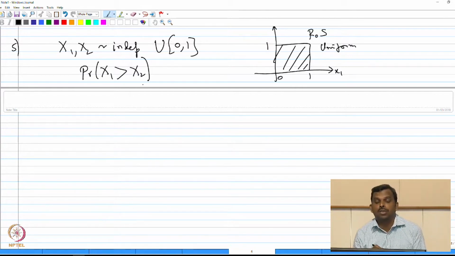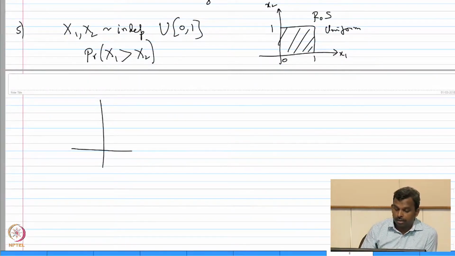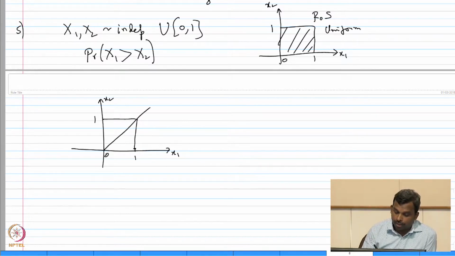Somebody might ask you this question. It's a continuous distribution, and you want to find the probability that x1 is greater than x2. The first thing you should do whenever somebody asks you a question like this is to plot the region of support. So this is what you would do. This is x1, this is x2. x1 equals x2 is this line. Everything on this side will have x1 greater than x2.